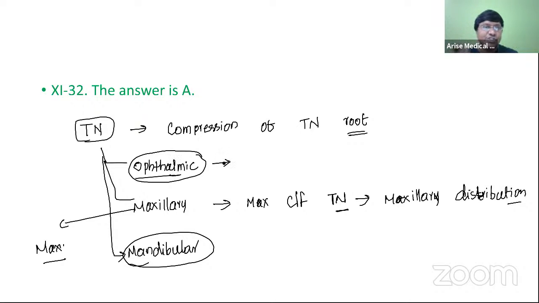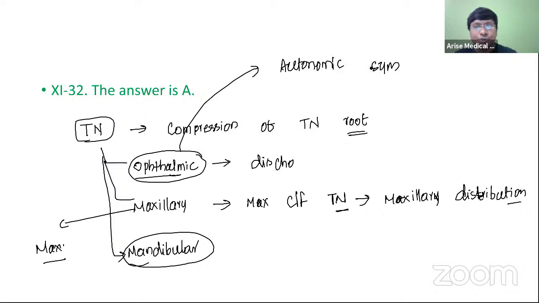In the ophthalmic distribution of the trigeminal nerve, they have discharge from the eyes. This we call autonomic symptoms. Autonomic symptoms of trigeminal neuralgia are more common along the ophthalmic distribution. What are those autonomic symptoms? Discharge from the eyes.